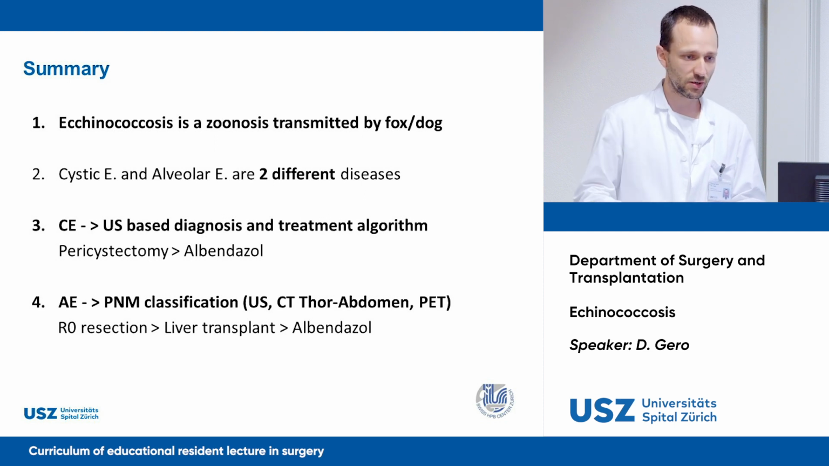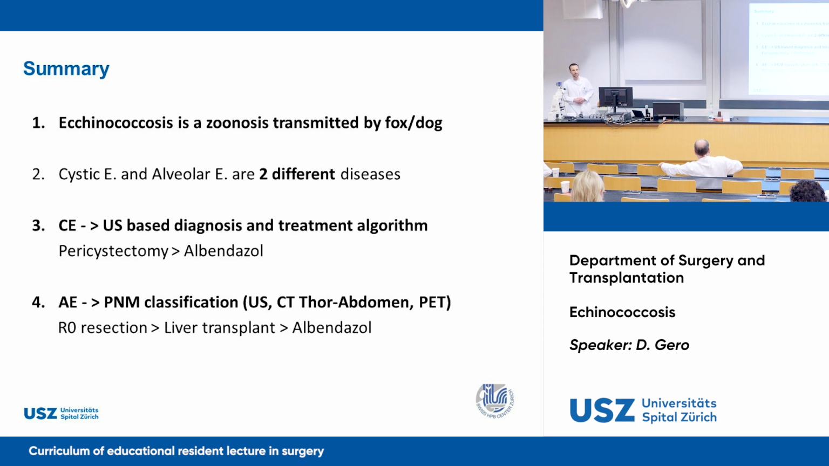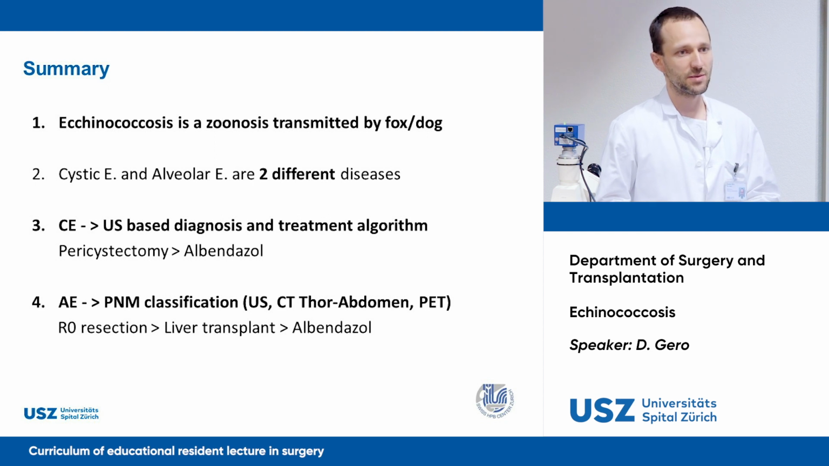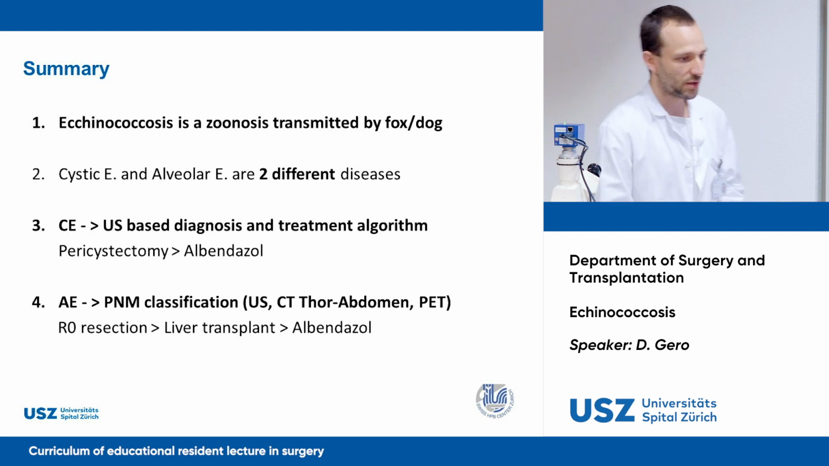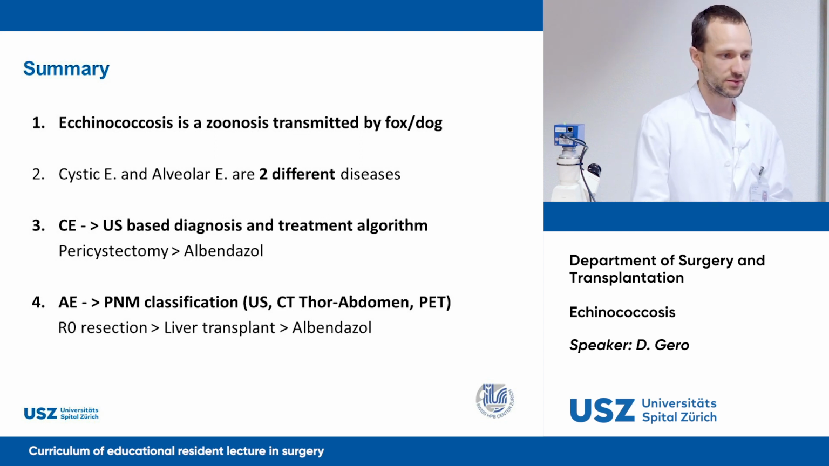diagnosis is based on ultrasound, and here we favor pericystectomy together with albendazole. In contrast to the alveolar echinococcosis, where the classification is the so-called PNM classification using ultrasound, CT, sometimes PET scan, and the aim is R0 resection with or without liver transplantation and albendazole therapy.